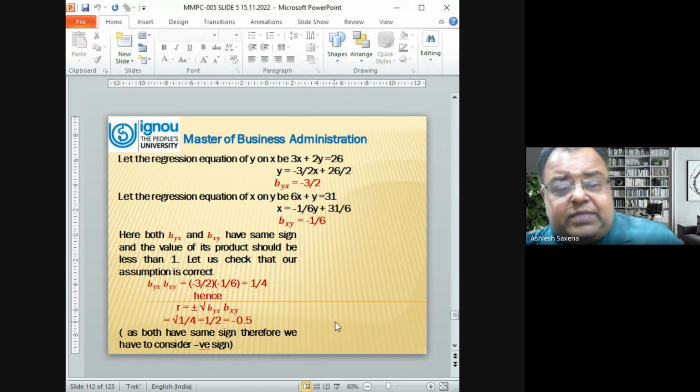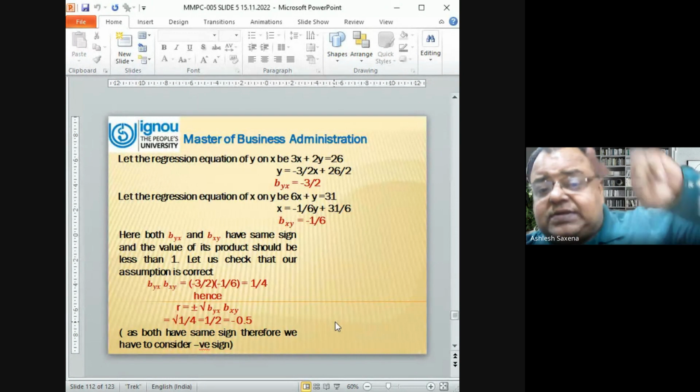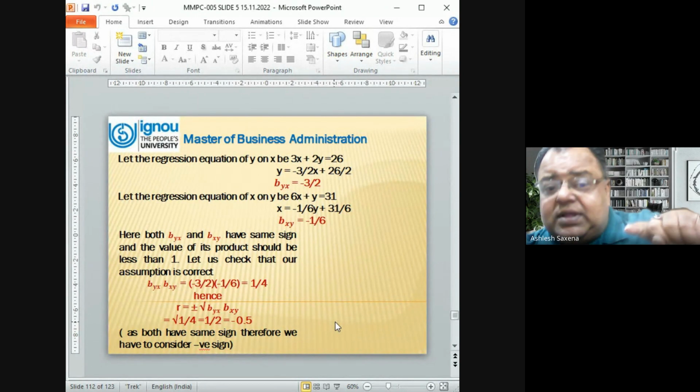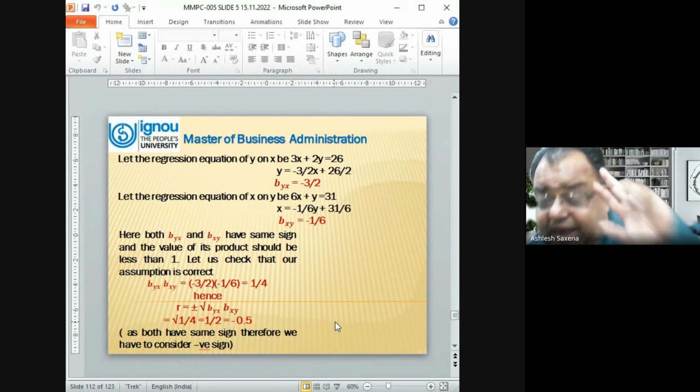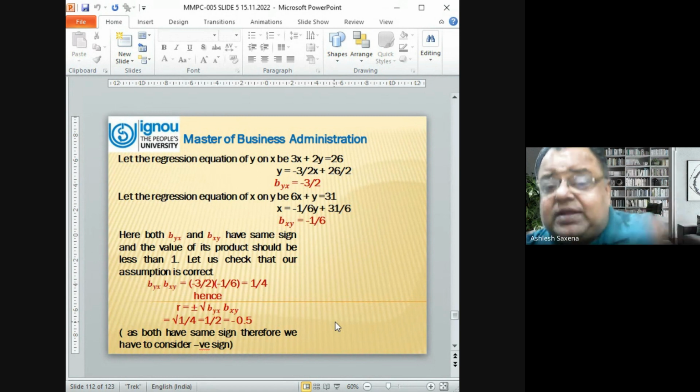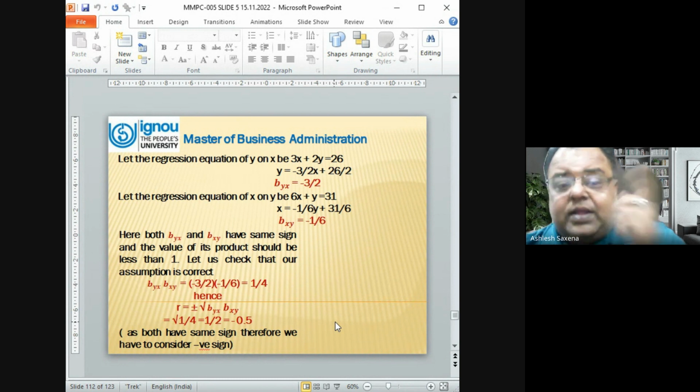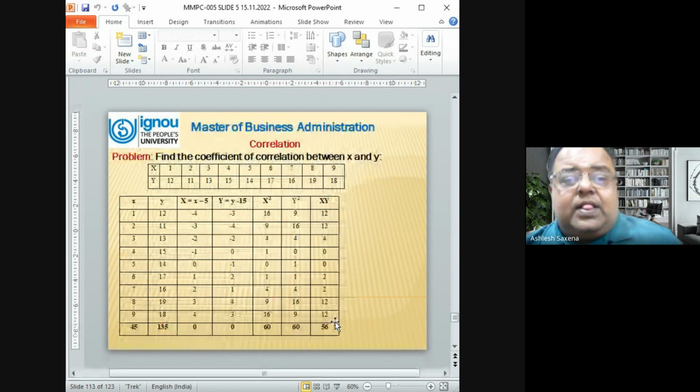What will be the value of r now? You have the value of bxy and byx. That was the geometric mean. Under root product of 3 by 2 and 1 by 6. That comes out to be 0.5. Since bxy and byx both are having negative sign, that means the value of r will be negative 0.5. That is the value of r.